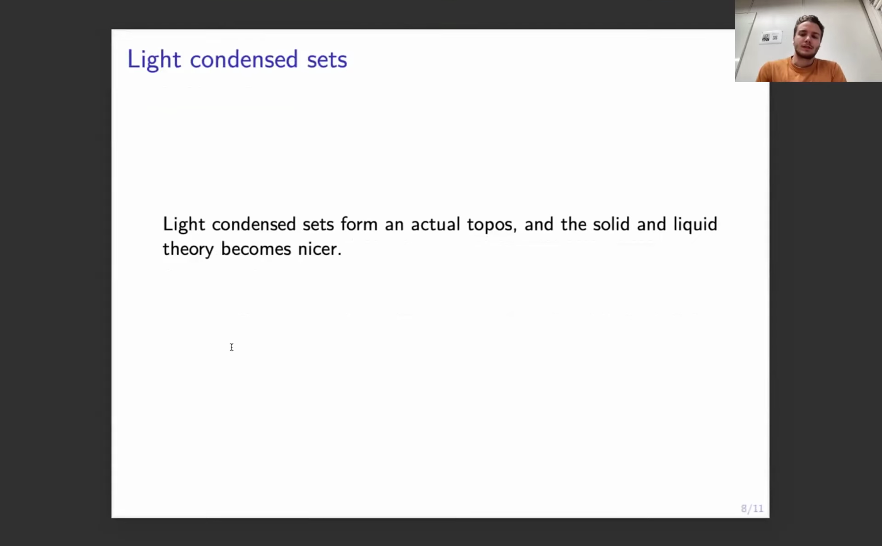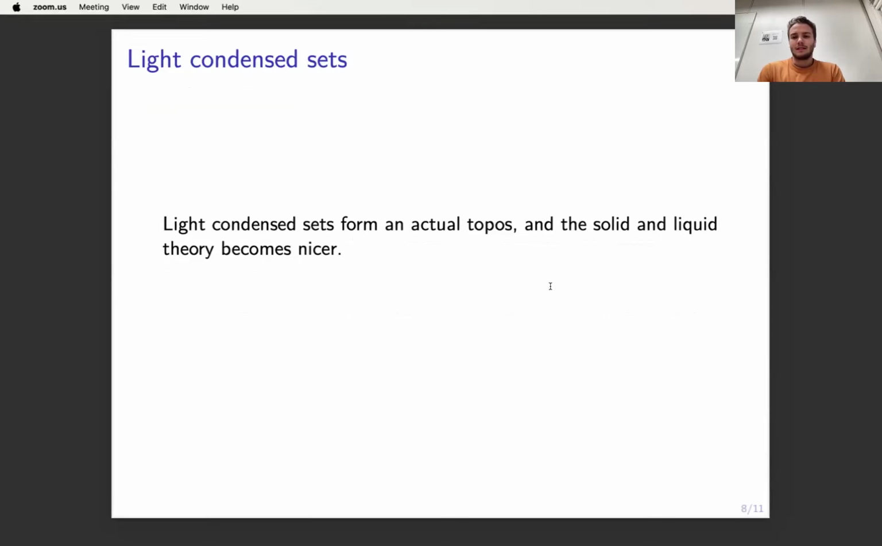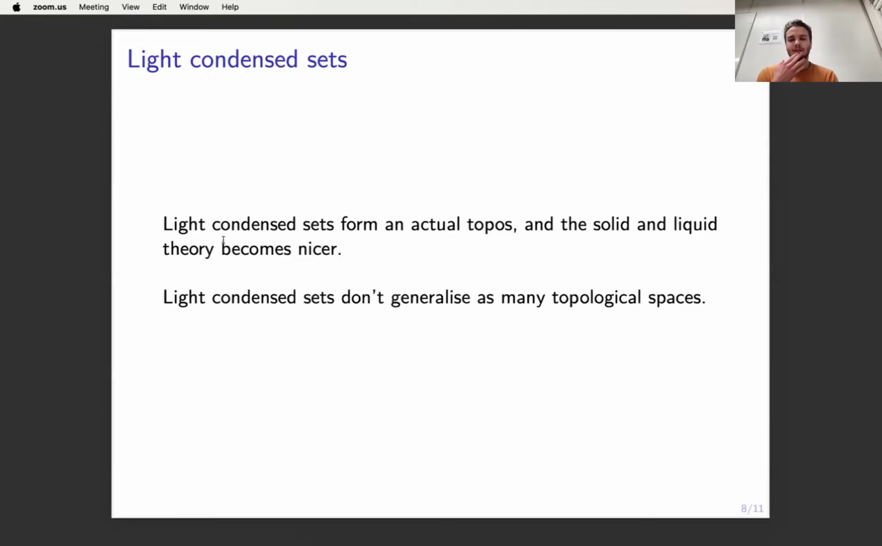They form a topos, and the theory of so-called solid and liquid modules. As you probably know, the Liquid Tensor Experiment was about these liquid things, and yeah, solid and liquid are just analogs of complete topological abelian groups. And these theories become sort of, I don't know, maybe not nicer, but at least easier in this setting of light condensed sets. But you lose something. You're not generalizing as many topological spaces.